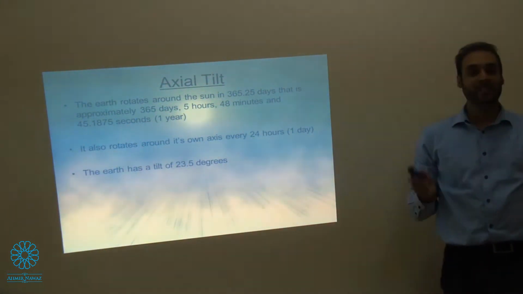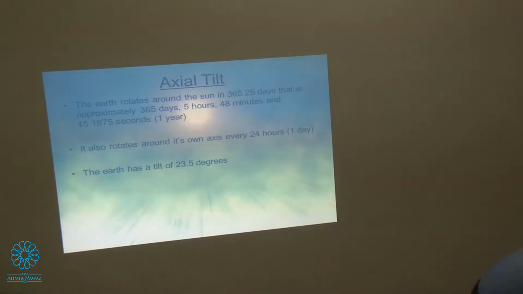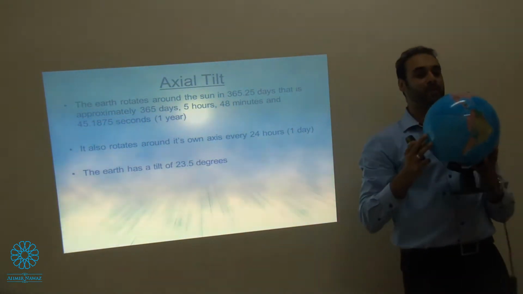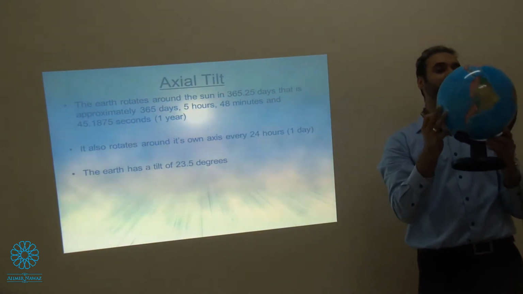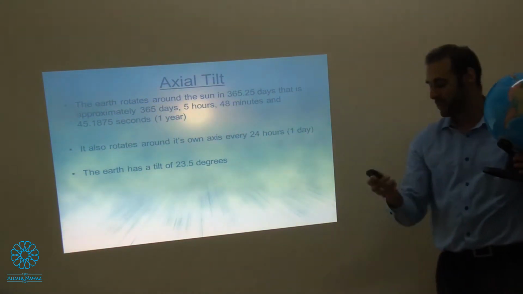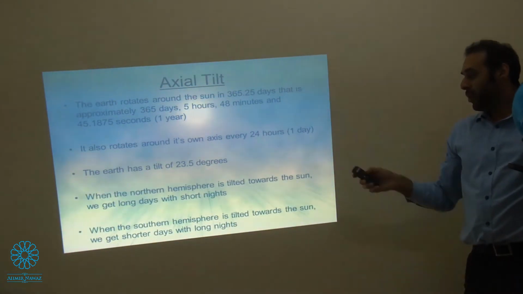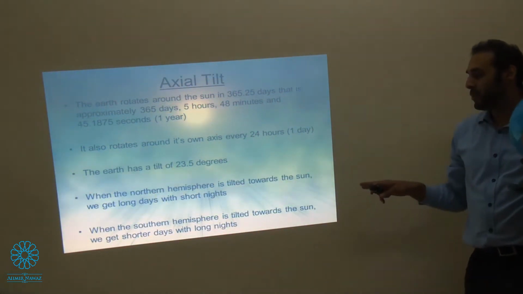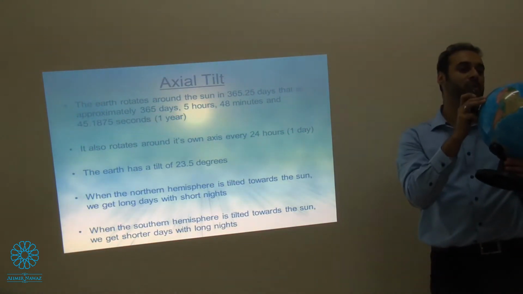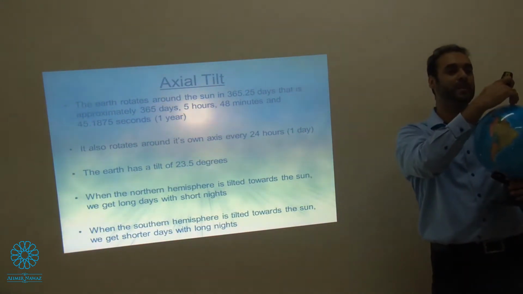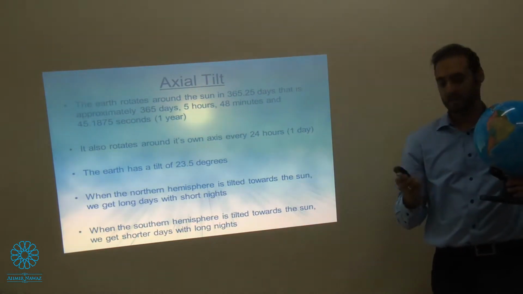So the Earth, it's got a tilt of 23.5 degrees. So as you can see, the Earth is not straight. It's not like this. It's actually tilted 23.5 degrees. Now this is what gives us the seasons. I'll explain to you now. So when the northern hemisphere is tilted towards the sun, we get long days with short nights. And when the southern hemisphere is tilted, we in the north are going to get shorter days and longer nights, and they're going to get longer days and shorter nights.